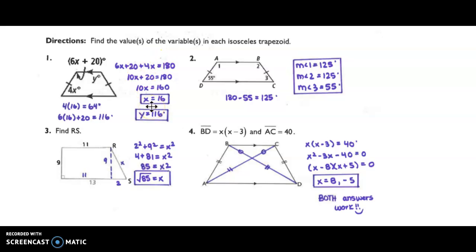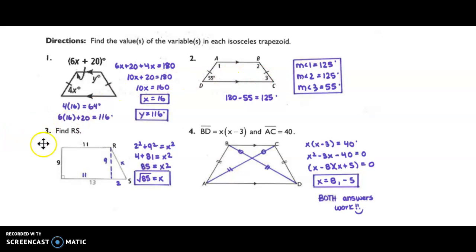Using some algebra work and incorporating the properties of a trapezoid. Right here, in number 1, here's one setup: you have 6x plus 20 plus this angle here, the 4x, equals 180. Those are same side interior. Number 2, again using the angle properties, angle 1 is 125 because they're supplementary. This is an isosceles trapezoid because of the tick marks. These legs are congruent, and therefore angle 1 and 2 are congruent, and angle 3 and angle D are congruent.